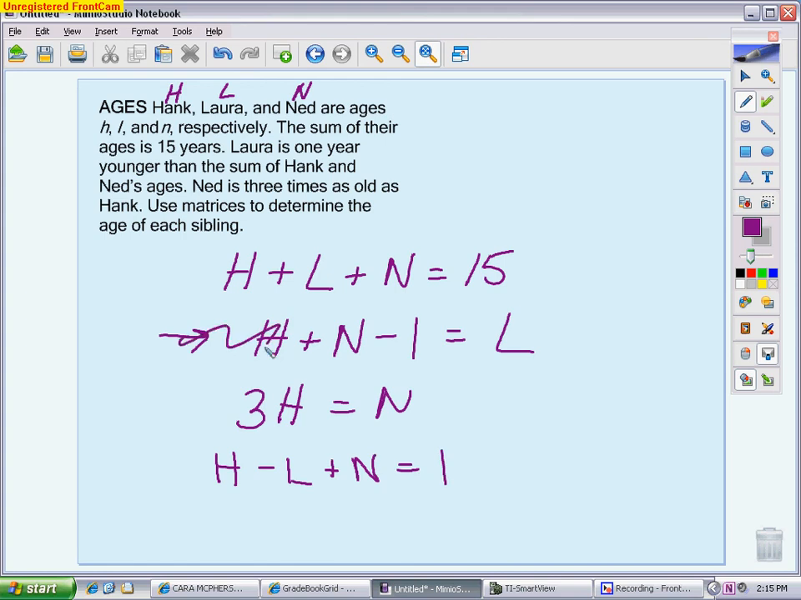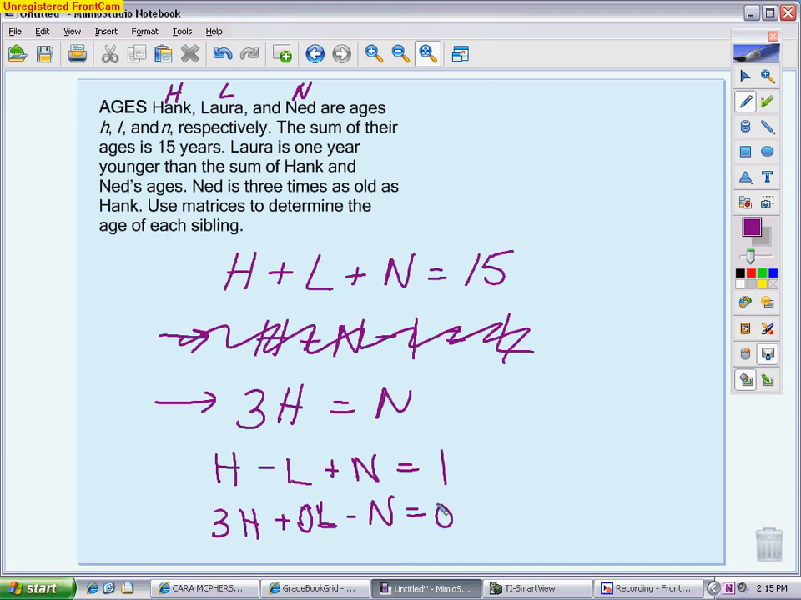So I'm going to get rid of this equation now because I don't want it to confuse myself. And then the middle equation, this one right here now, I need to bring the N over and recognize that I don't have any L's. So I would have 3H, no L's, minus N equals 0.